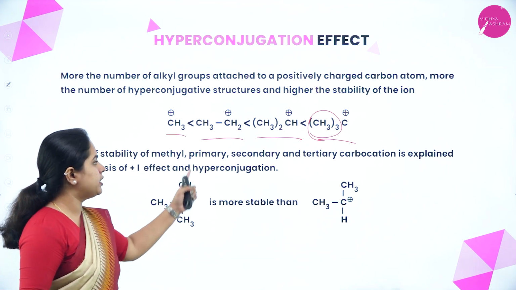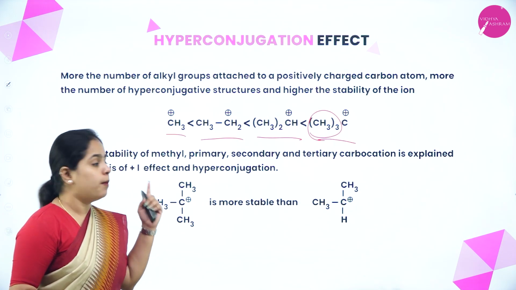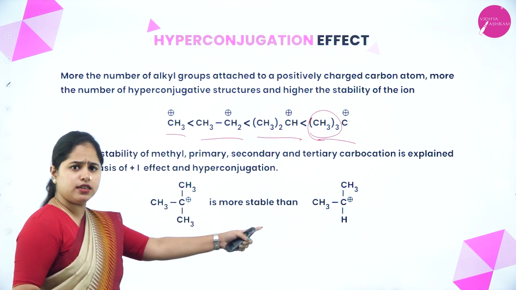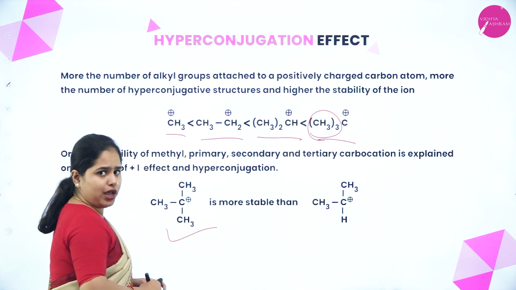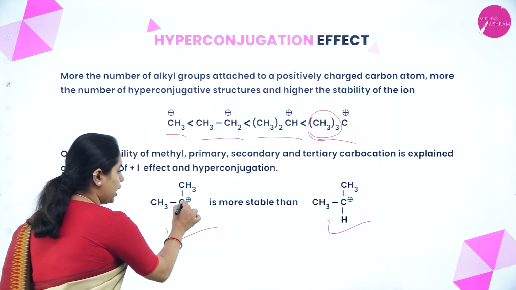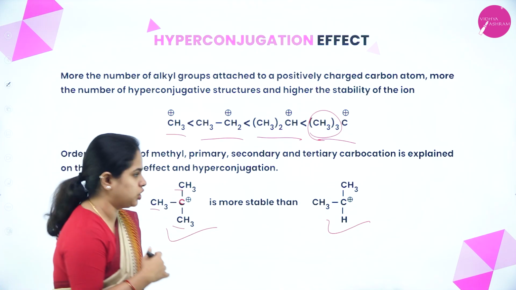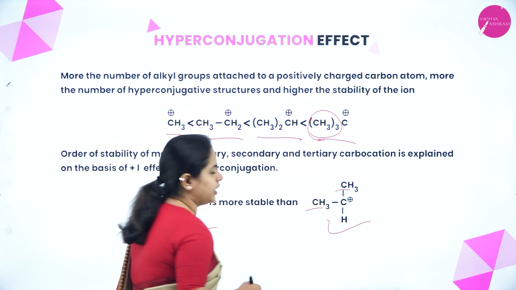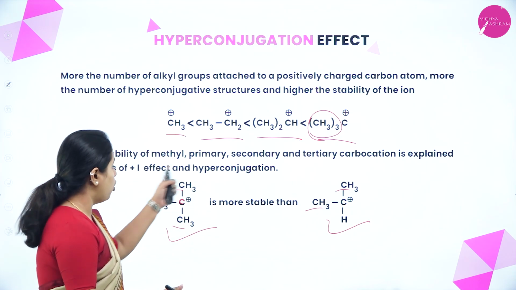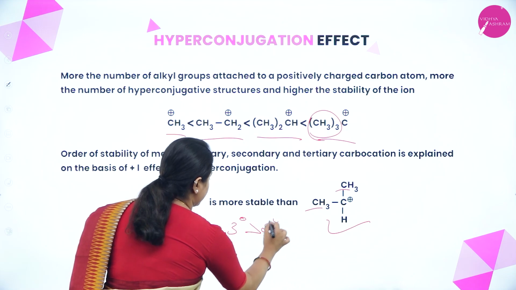Order of stability: methyl, primary, secondary and tertiary carbocation is explained on the basis of plus I effect and hyperconjugation effect. As you can see, this is a tertiary carbocation and this is a secondary carbocation. Why is it tertiary? To the carbon atom containing the positive charge, 3 more carbon atoms are attached. So it is tertiary. And here 2 carbon atoms are attached. So it is secondary. When we compare tertiary and secondary, more alkyl groups are present here. Hence tertiary is greater than secondary.